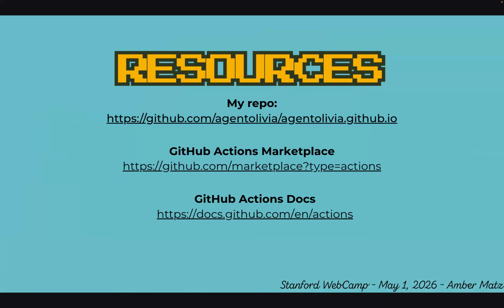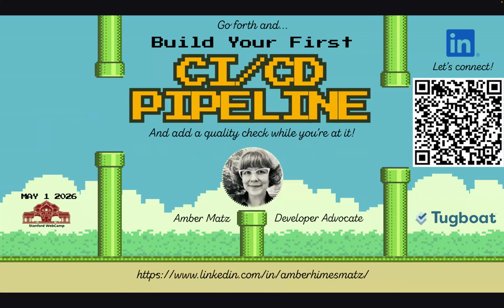I've got some resources here. You can check out my repo. It's public. You can poke around those files and see how things were done. The GitHub Actions Marketplace is also a good resource, and the GitHub Actions docs explain a lot of these concepts really in depth. That can be a really helpful resource as well. So I encourage you to go forth and build your first CI/CD pipeline, add a quality check while you're at it, and if you so choose, please connect with me on LinkedIn if you like.